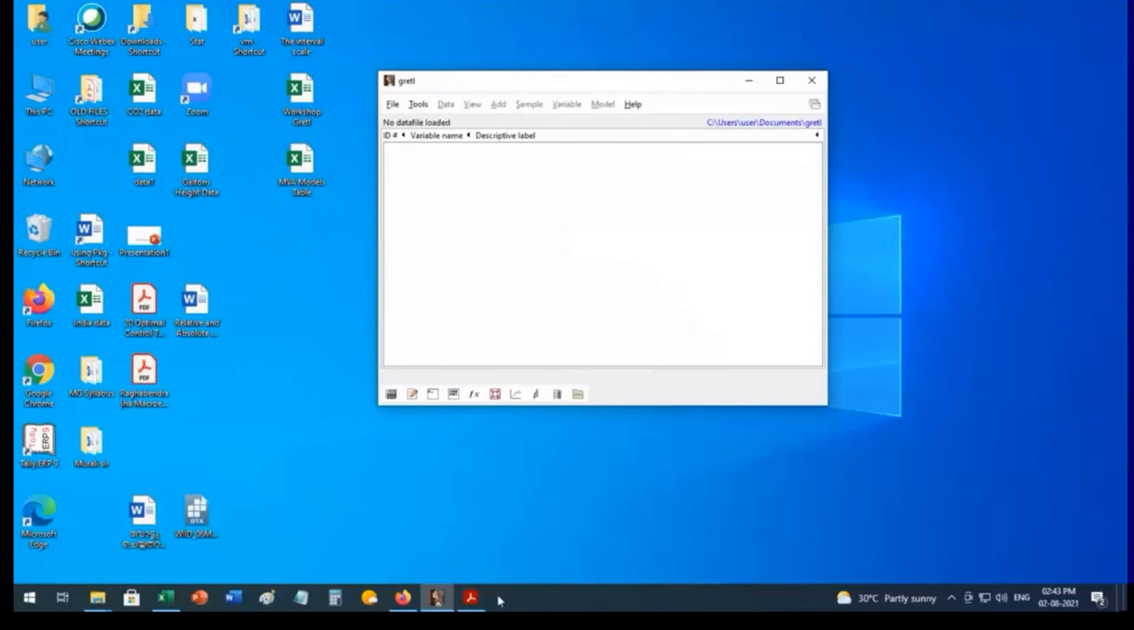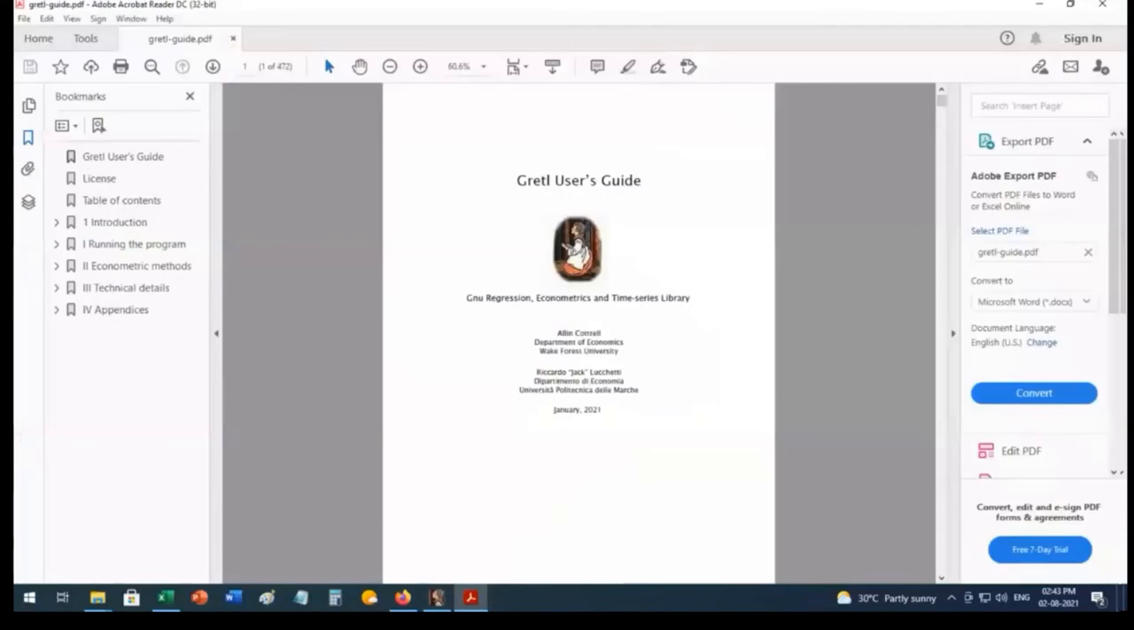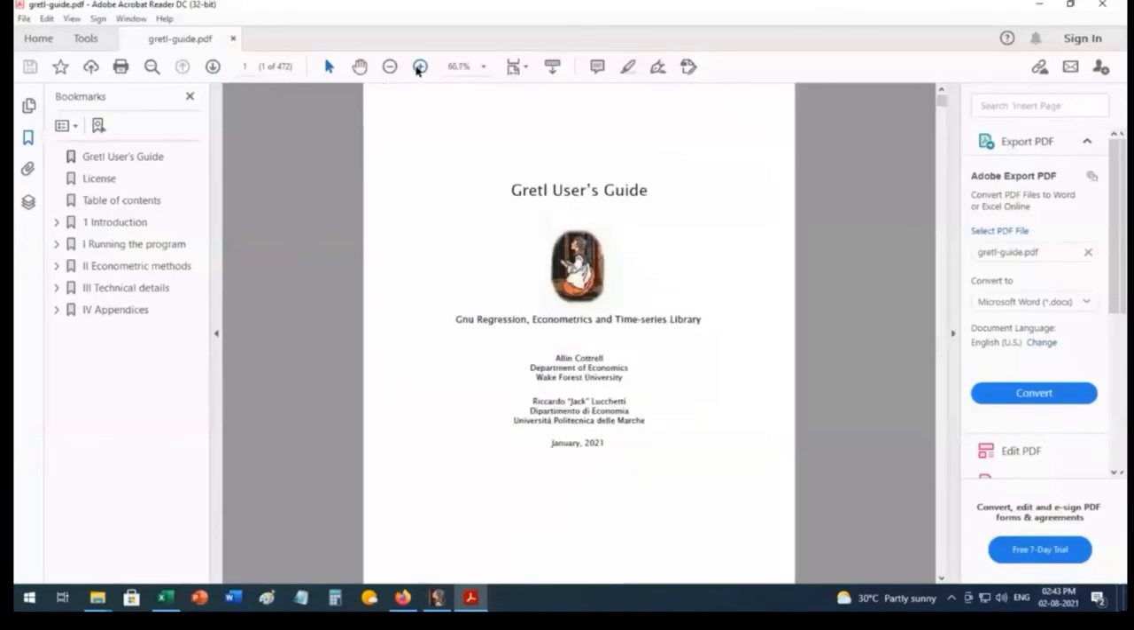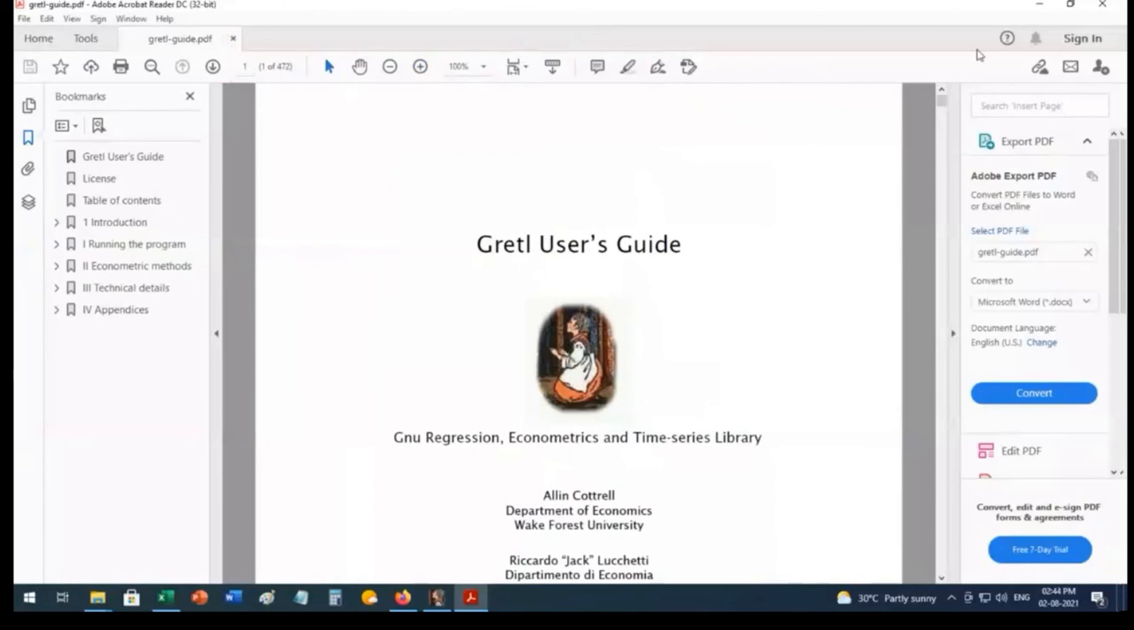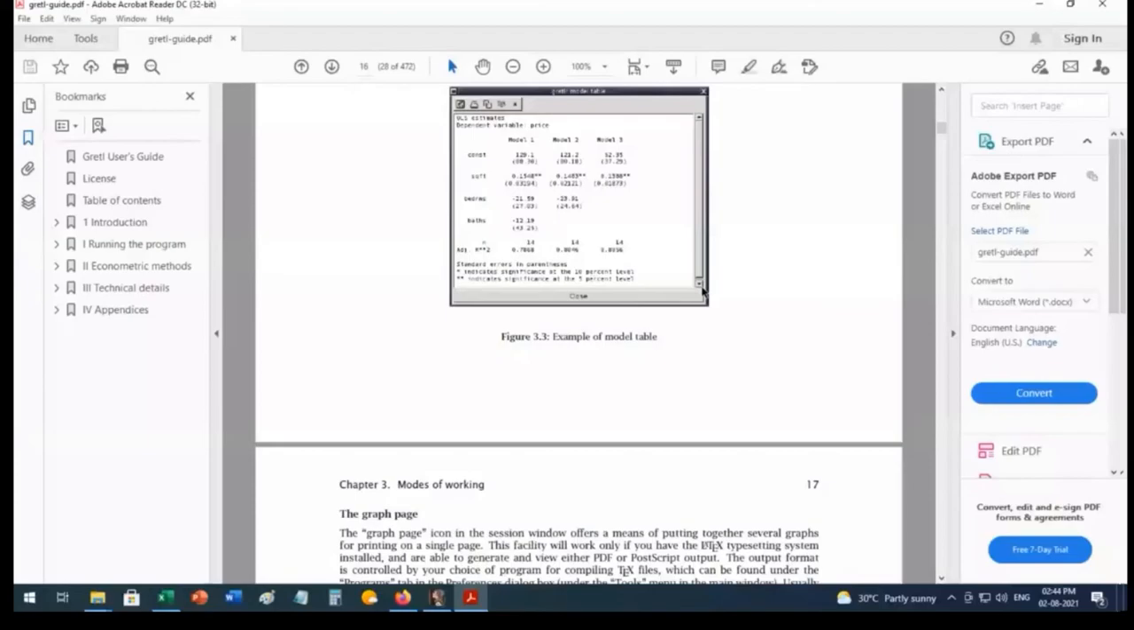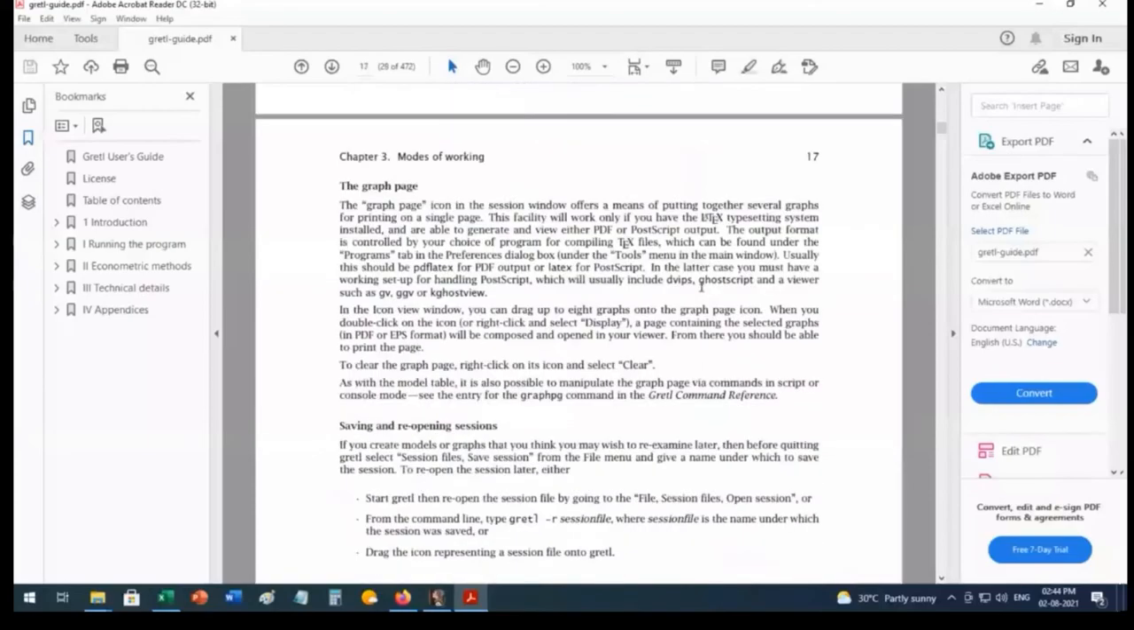So we can open the Gretl usage guide, and you can read this. You can learn a lot of theory also, and also how the programming can be written there, because they have their own console, and they are using the commands in the console and doing it. So you read this.